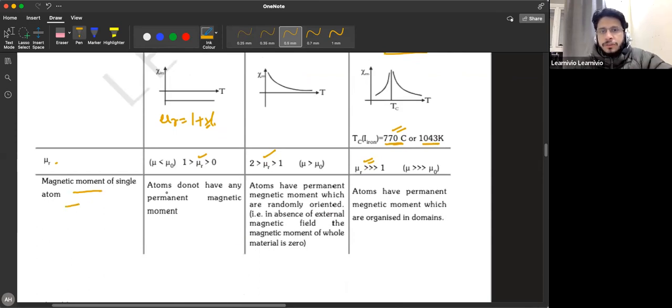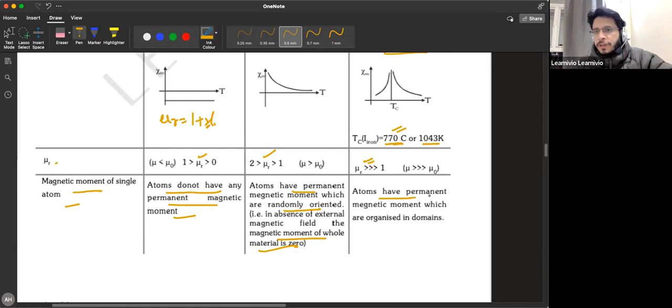Magnetic moment of single atom. See, atoms do not have any permanent magnetic moment because here this is cancellation of electron and electron. In paramagnetic material, atoms have some magnetic moment, but they cancel out each other's magnetic moment. That's why the magnetic moment is 0. If you take a single atom of a paramagnetic material, then it's a magnet. It's magnetized. But if you take a cluster of atoms, then they will cancel each other's magnet.